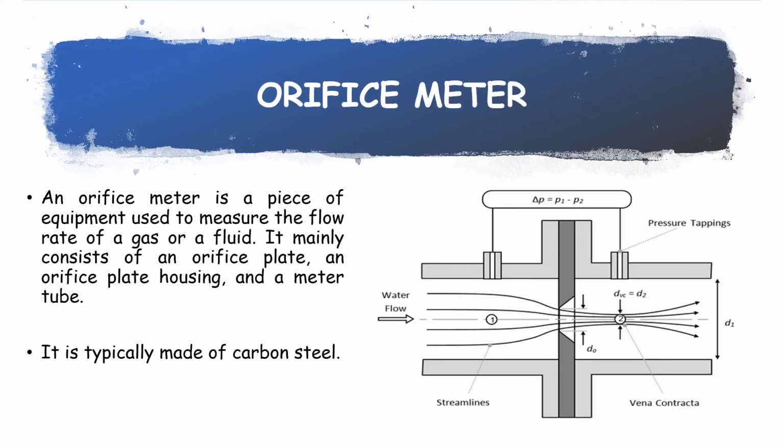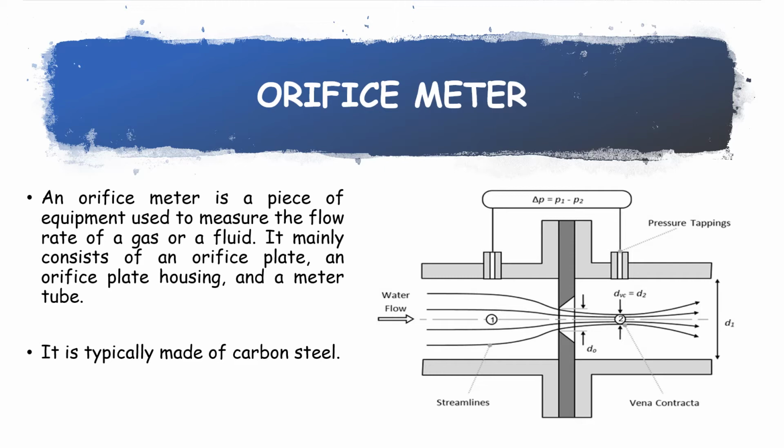The topic for discussion is the orifice meter, which is one of the meters in flow meter measurement. An orifice meter is a piece of equipment used to measure the flow rate of a gas or a fluid. It mainly consists of an orifice plate, an orifice plate housing and a meter tube, and it is typically made of carbon steel.